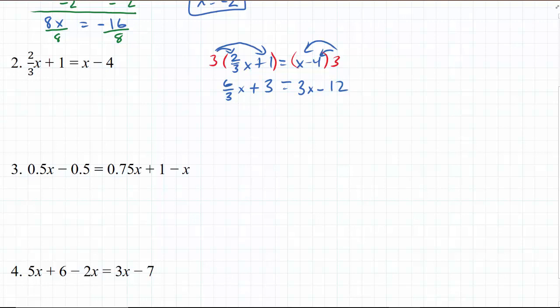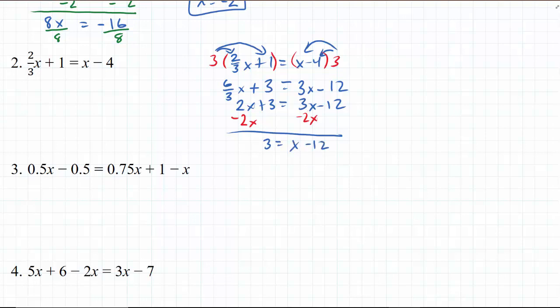Now we just end up with 6/3, which is just 2x, plus 3 equals 3x minus 12. And just like before, I'm going to try to get the variables on one side, constants on the other side. I notice here there are 3 x's, so I'm going to move the x's to the right side this time. And let's go ahead and subtract 2x, subtract 2x. And we end up with 3 equals 3x minus 2x, which is just x minus 12.